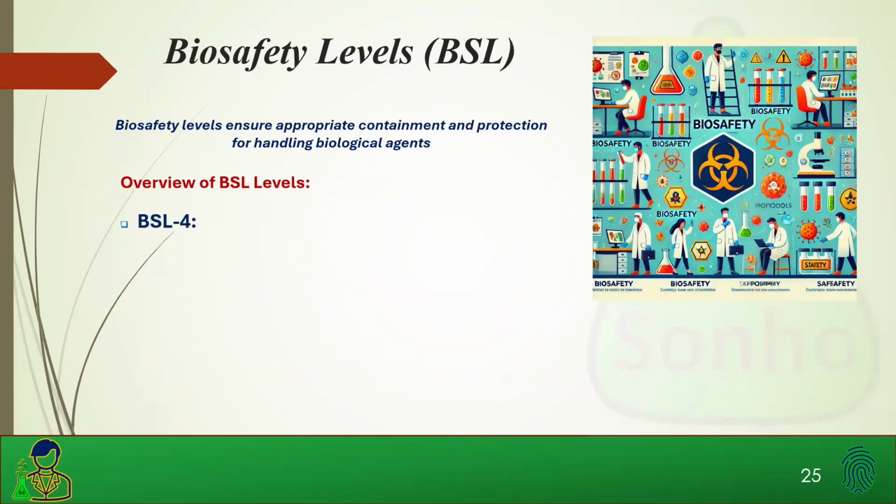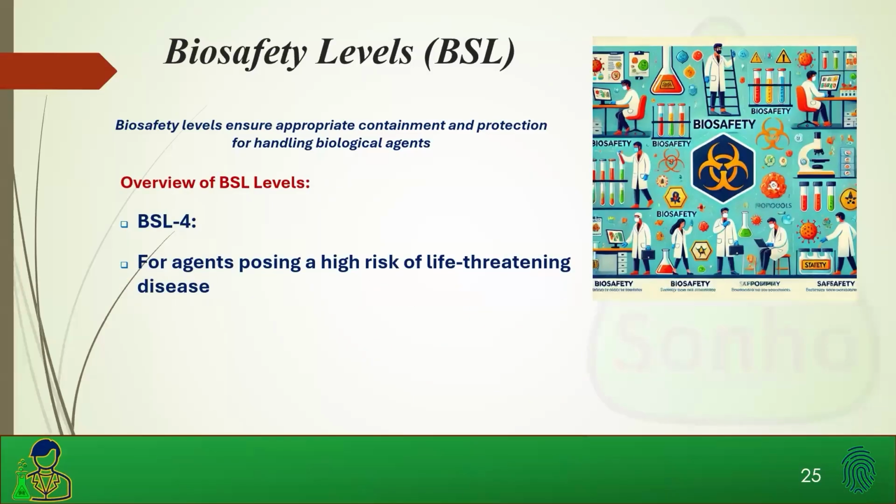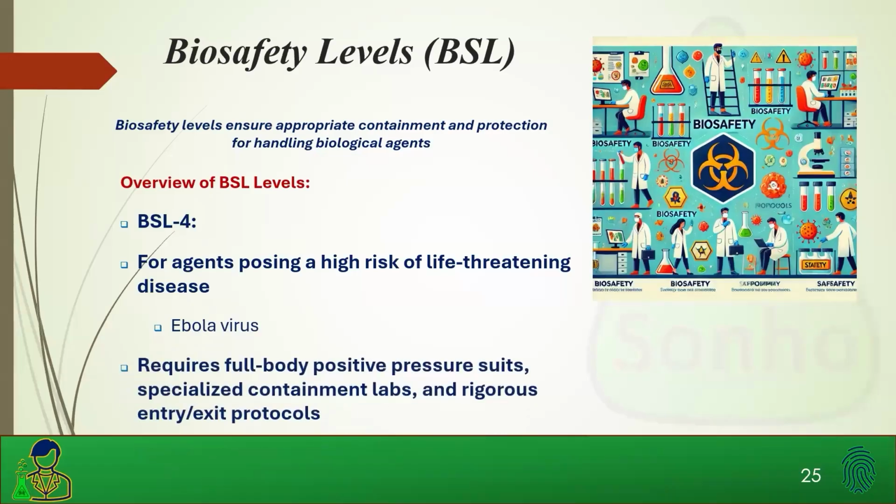And finally, BSL-4. This is the highest. This is for agents posing a high risk of life-threatening disease, such as the Ebola virus. These require full body positive pressure suits, specialized containment labs, and rigorous entry and exit protocols. This is reserved for the most severe. BSL-3, I did mention this, is oftentimes when you're cultivating live pathogens, oftentimes you're in a BSL-3. BSL-4 is when you have live pathogens and they are very high risk for life-threatening disease.